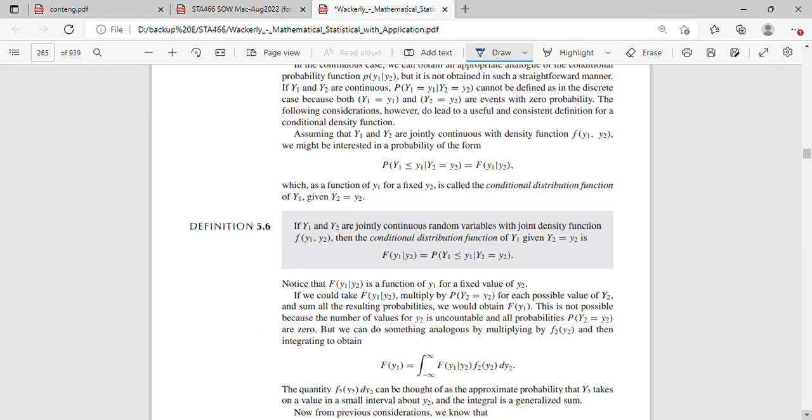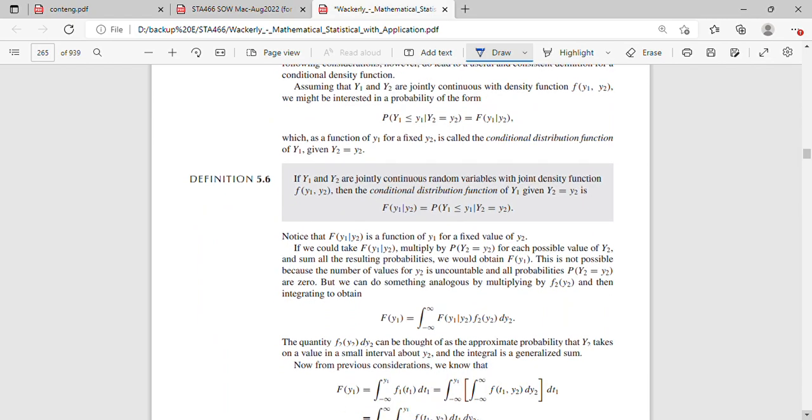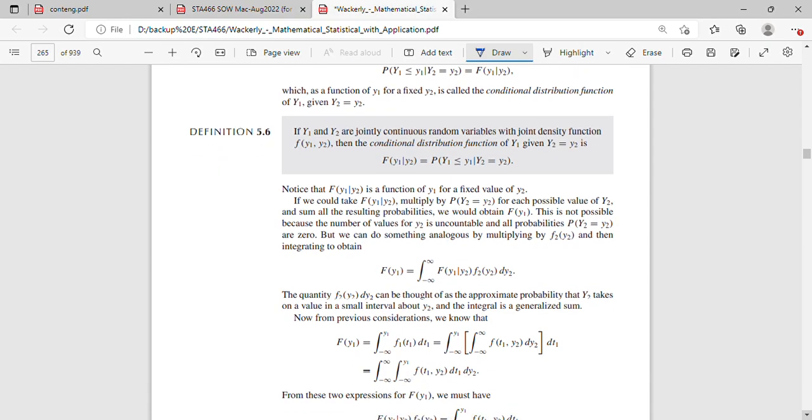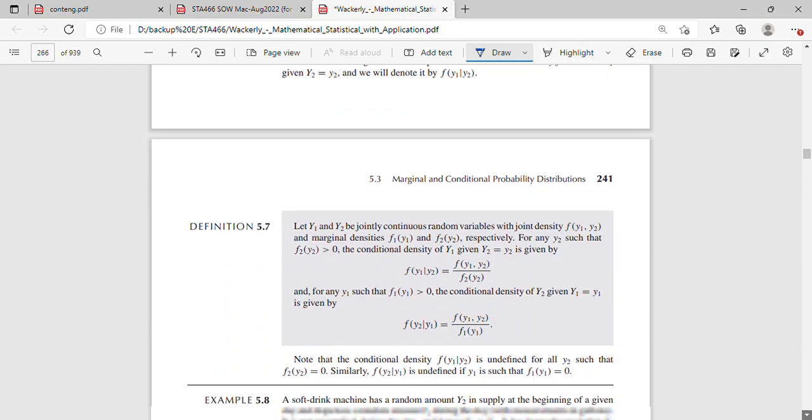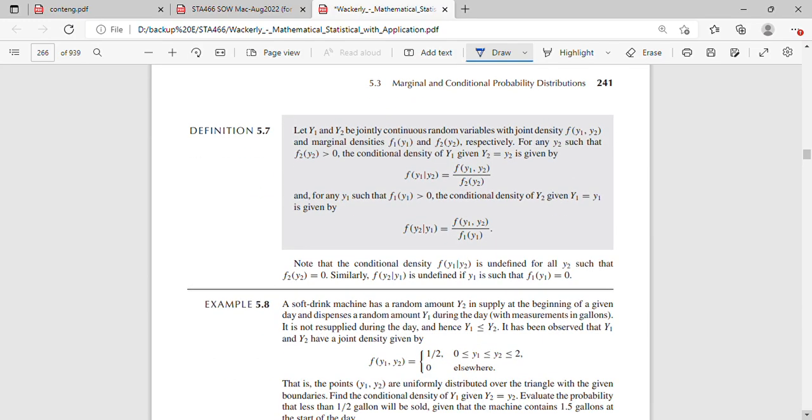Sama juga kalau continuous, benda yang sama. Okay, this one. Alright, so kalau dapatkan conditional distribution, this one, distribution function ni capital F, cumulative, but no need for us to do that. Untuk kita punya syllabus tak masuk yang tu. Kita tengok this one, definition 5.7.